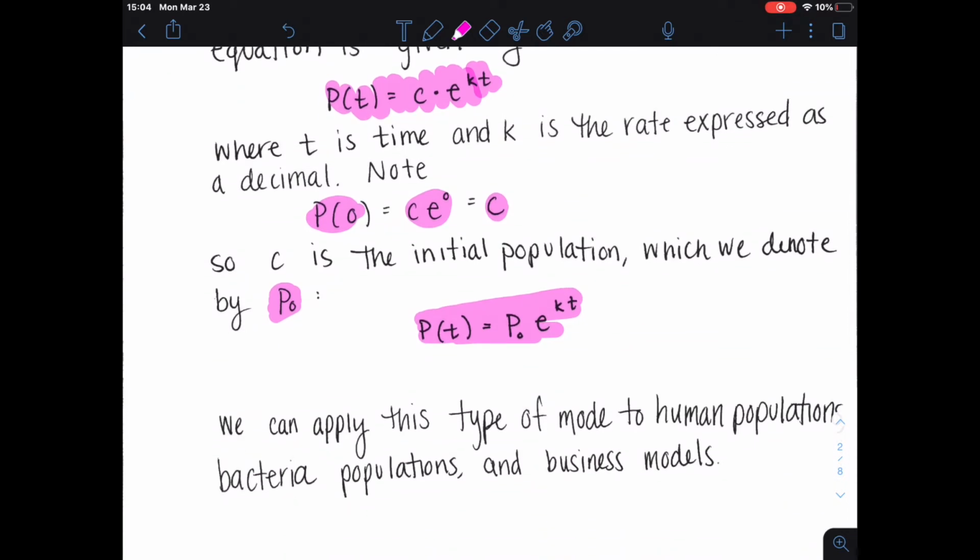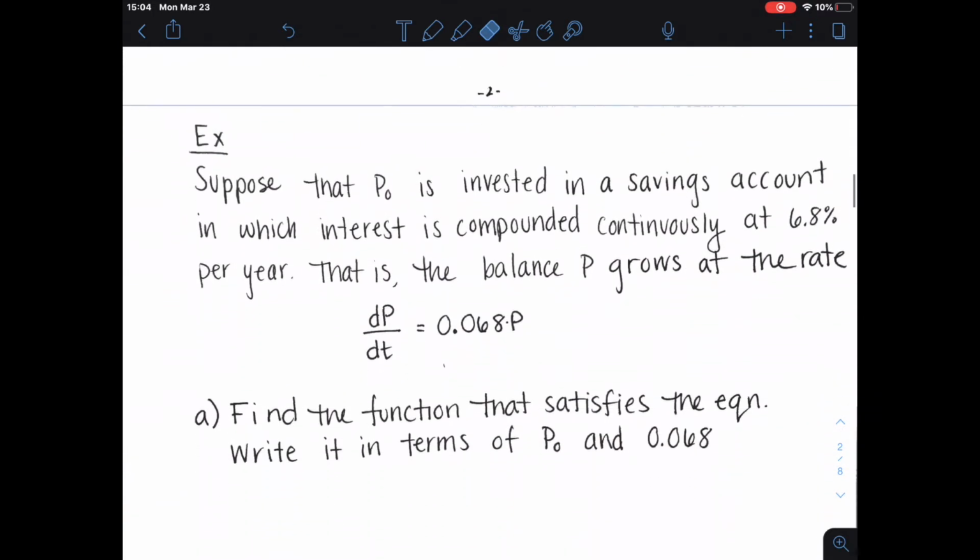So you can apply this model to human populations, bacteria populations, business models. You can apply it to infectious diseases as well. There's a lot of neat applications to it. Okay, so let's look at some examples.